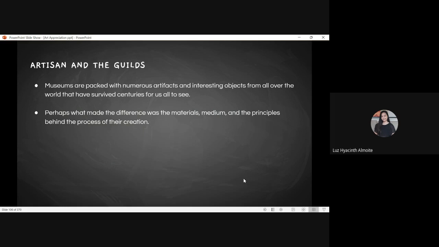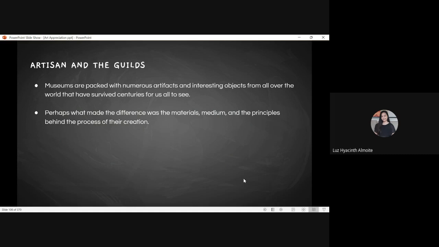Okay, let's proceed now to the artisans and the guilds. Museums are packed with numerous artifacts and interesting objects from all over the world that have survived centuries for us all to see. Have you ever wondered why some examples of artistic and creative production have survived to these days? What are the processes they've been through, or what are the materials they have used to create these works that are still existing up to this day?